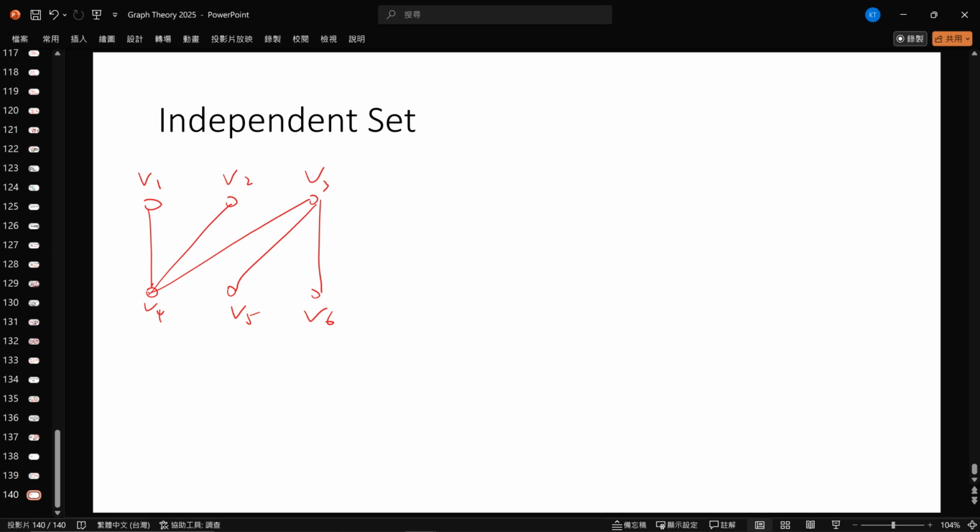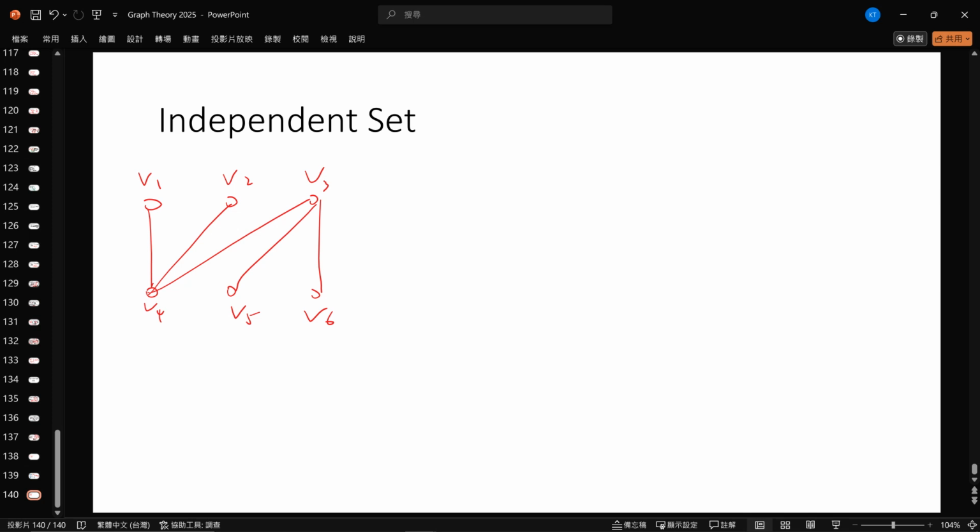Okay, so recall that an independent set is a set of vertices such that these vertices are independent. By independent, I mean they are not adjacent. So you have to pick a set of vertices such that for any two vertices you choose, they are not adjacent.